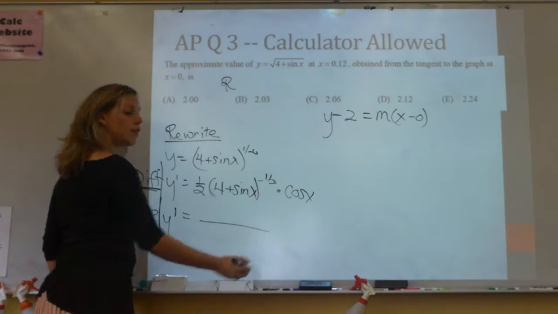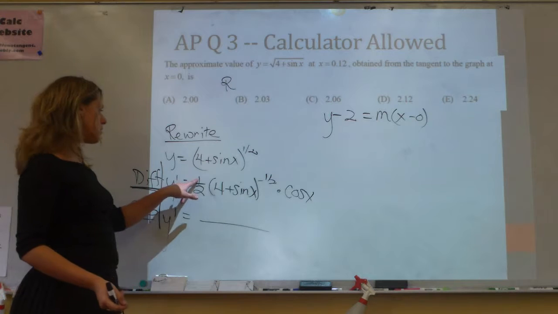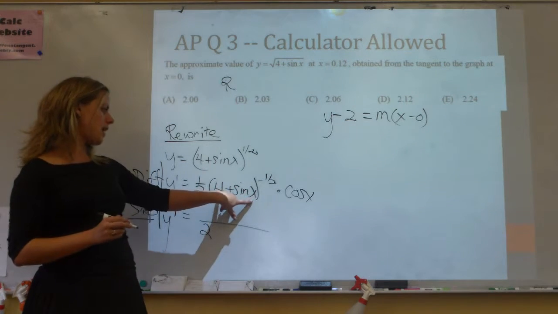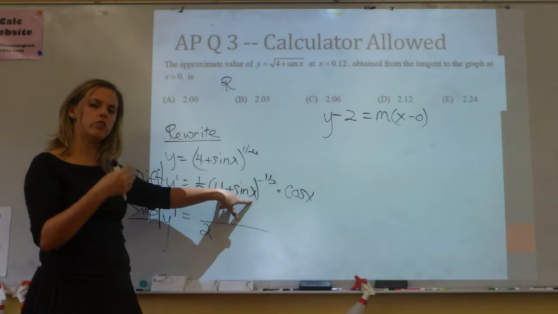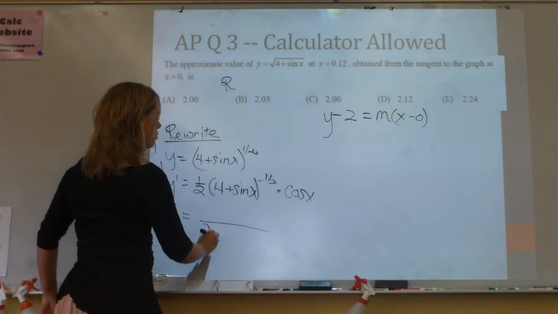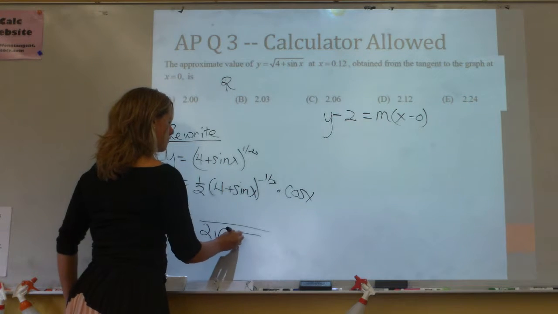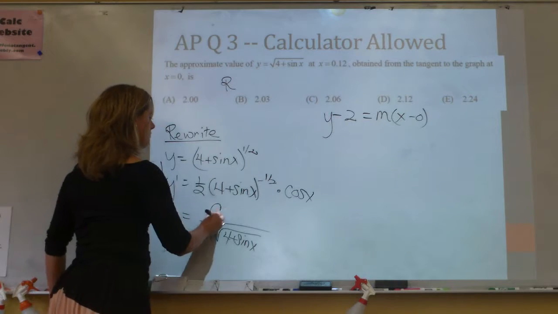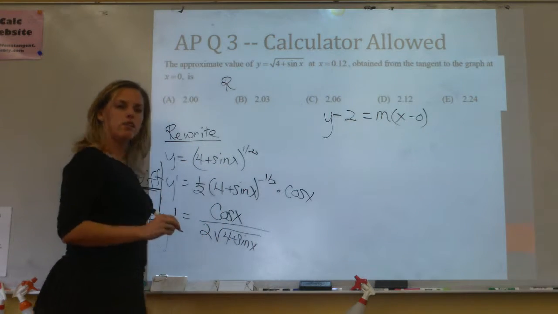So y prime, I'm going to play the numerator and denominator game. 1 is in the numerator, I'm not going to write anything. 2 is in the denominator, so 2. This guy, is this term in the numerator or denominator? Negative exponent, denominator. 1/2 means it's a square root. Cosine is just in the numerator.